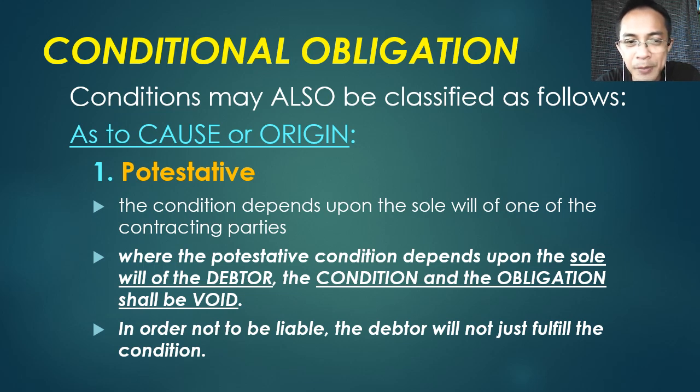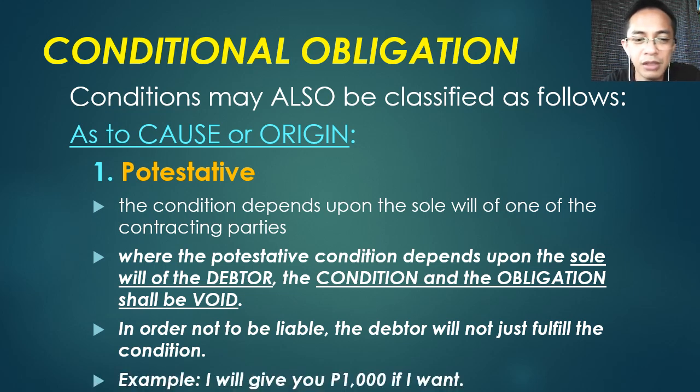So, take note class. Dalawa klase ang potestative condition, class. Potestative on the part of the debtor. Kapag potestative on the part of the debtor, both the obligation and the condition are void. Ano example? I will give you 1,000 if I want. So kahit saan ka na korte mag-adto, magdemanda ka na i-deliver ko sa'yo 1,000, sabihin ko sa korte, ayaw ko eh. That is why this potestative condition on the part of the debtor is void.